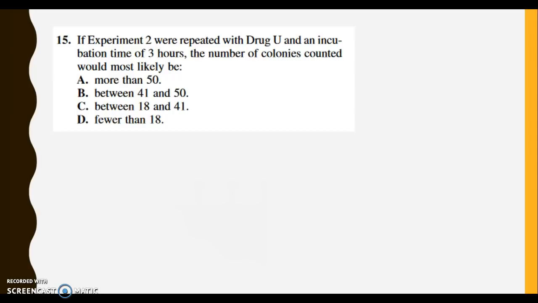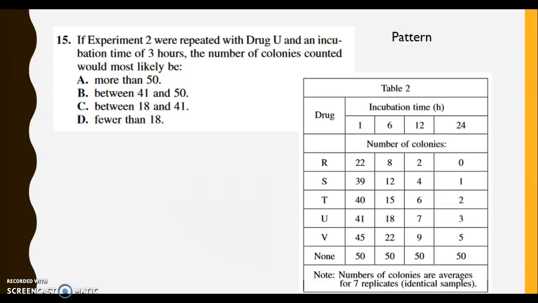Question 15. If experiment 2 were repeated with drug U and an incubation time of 3 hours, the number of colonies counted would most likely be what? So I'm going to come back to my table for experiment 2, and I'm looking for an incubation time that I don't have listed. I'm going to fall in between this 1 and this 6. This is what's called an interpolation question. It's a type of pattern question where I'm looking for a data point between 2 data points that already exist.